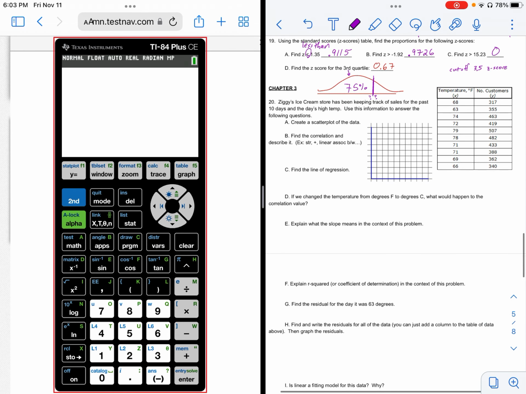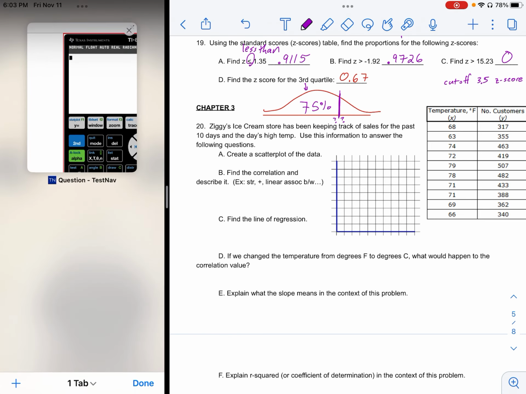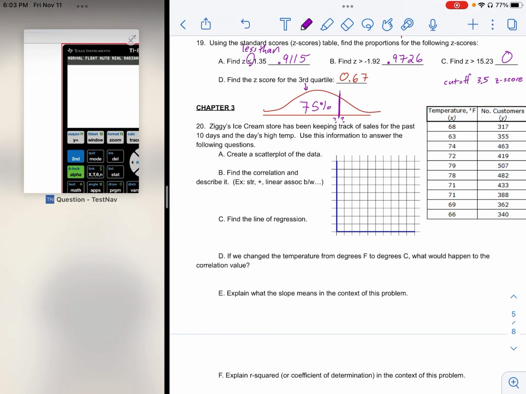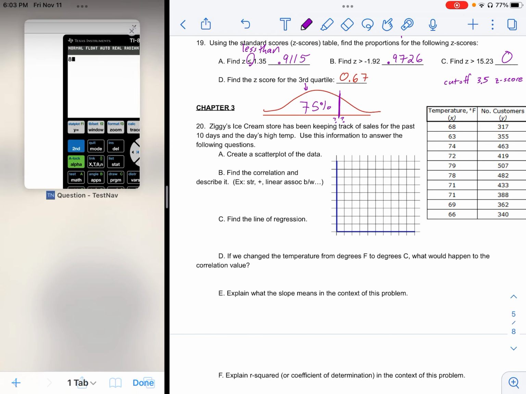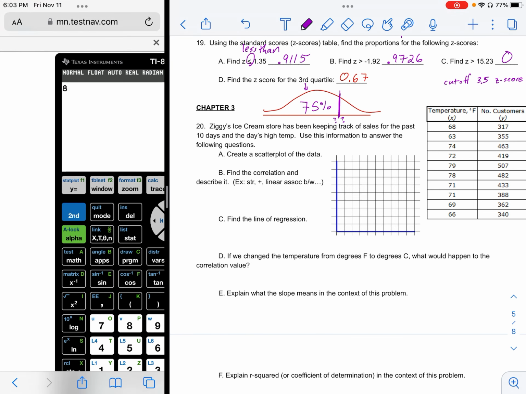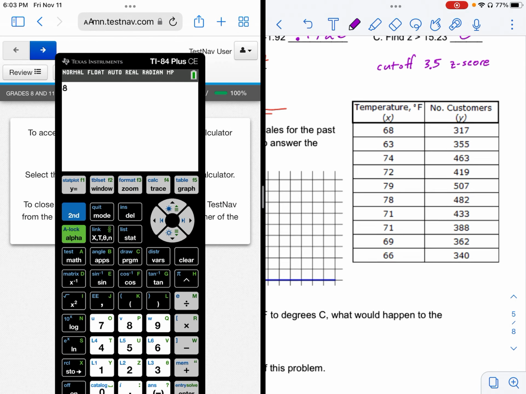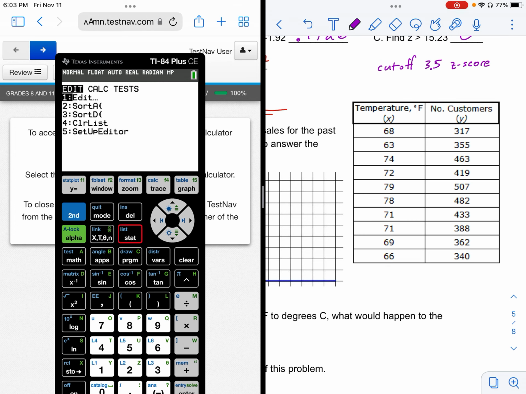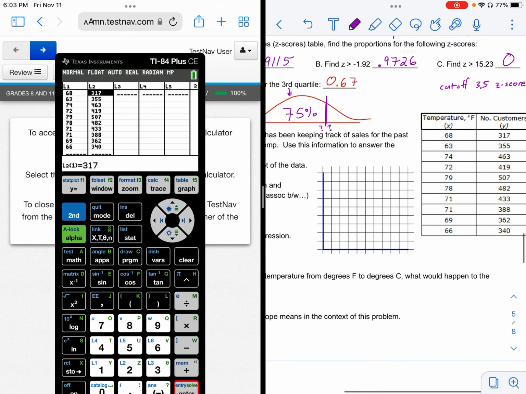All right, moving on to chapter 3. This is the scatter plot chapter. There is a lot of calculator work to do this chapter. Oh, I want that to fit a little bit better. Well, okay. This is Ziggy's Ice Cream Store. And what I've already done in my calculator is I've already put the data in there right here. So just carefully do that right now and then resume the video when you're ready to keep going.